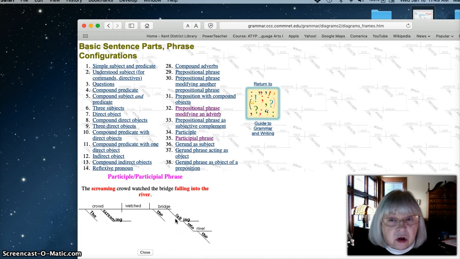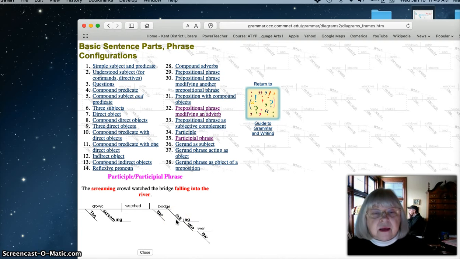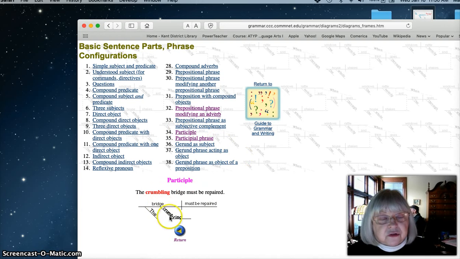Because participles are always adjectives, you won't find them on a straight line anywhere. Straight lines are saved for nouns, verbs, and pronouns. Everything else dangles. So that is a participial phrase, and this just shows you a single participle doing its adjective best to modify a noun.